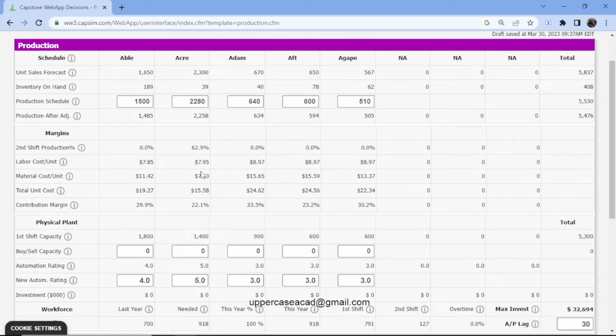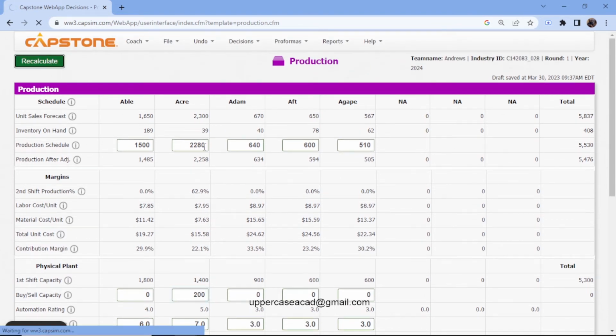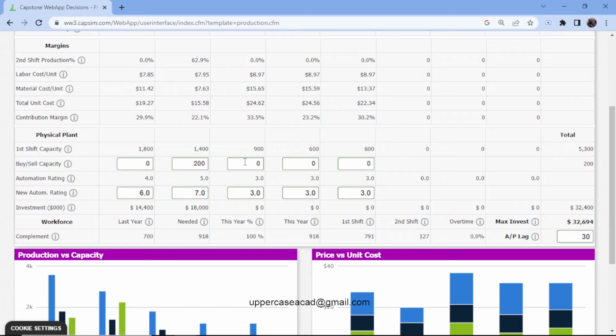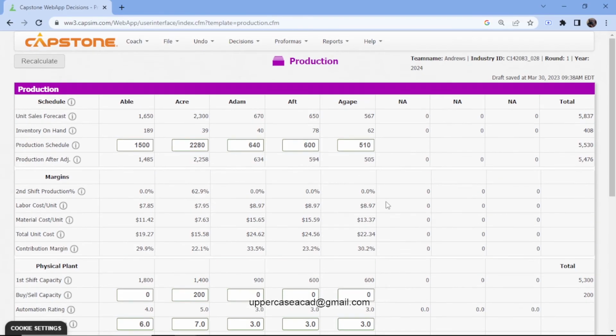In terms of automation, I'll have to raise my automation so that I can reduce labor cost, because as you reduce the prices, we want to increase our contribution margin, so we'll have to cut on the labor cost. So I'll give it 6. Here I'll give it 7. Then I'll buy 200 units. I'll buy capacity of 200 here. My maximum investment is 32,694, and I was able to use 32,400. So I think I'm good.